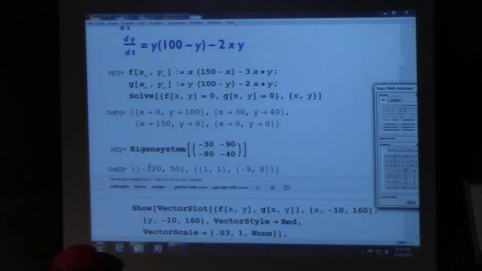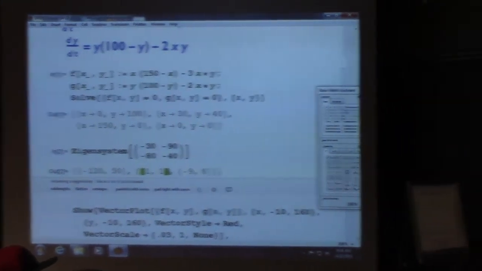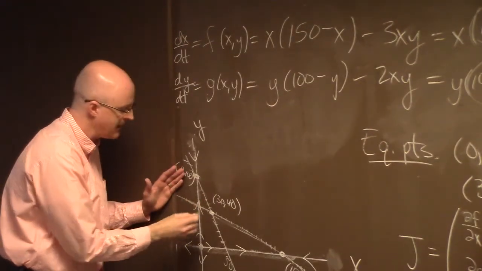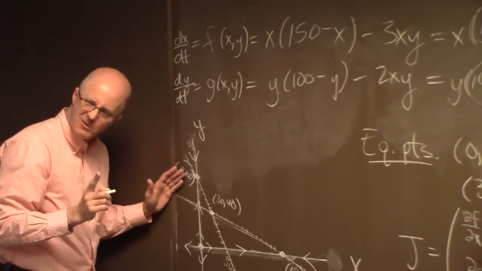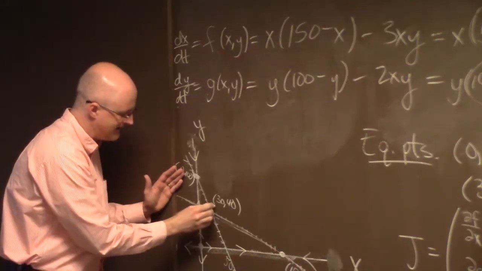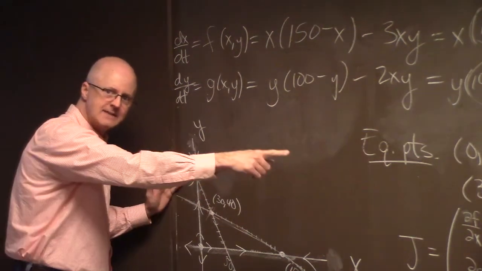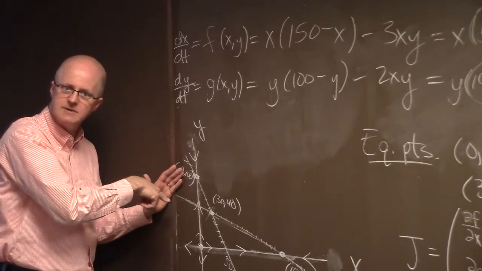Yep, one positive, one negative. Negative 120 and 50. The eigenvector corresponding to negative 120 is 1, 1. The eigenvector corresponding to 50 is negative 9, 8. 1, 1 points in this direction, a 45-degree angle. That means you can interpret that in terms of the nonlinear phase plane as being almost straight line solutions in this kind of direction. Not exactly straight line solutions, because the linearized system is just an approximation for the nonlinear system.